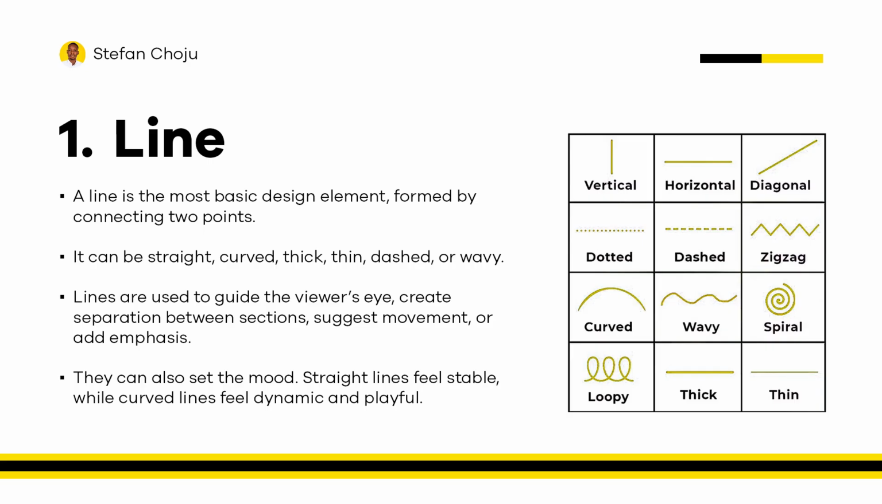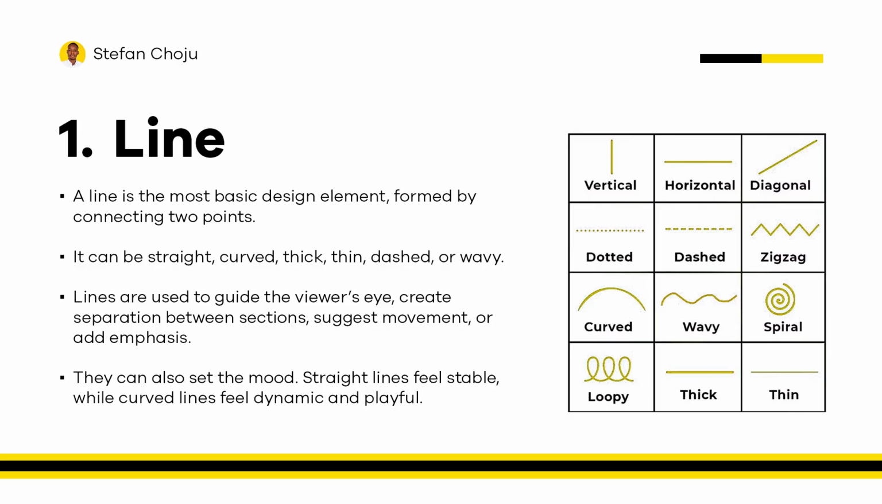Alright, so the first element I'm going to be talking about is line. Basically, a line is the most basic design element, and it is formed by connecting 2 points, right? This definition is as old as time, especially if you're a Nigerian. In our schools, when we learned about line, our teachers always said a line is the shortest distance between 2 points, or rather a straight line is the shortest distance between 2 points, right? So as soon as you connect 2 points, you're left with a line, right?